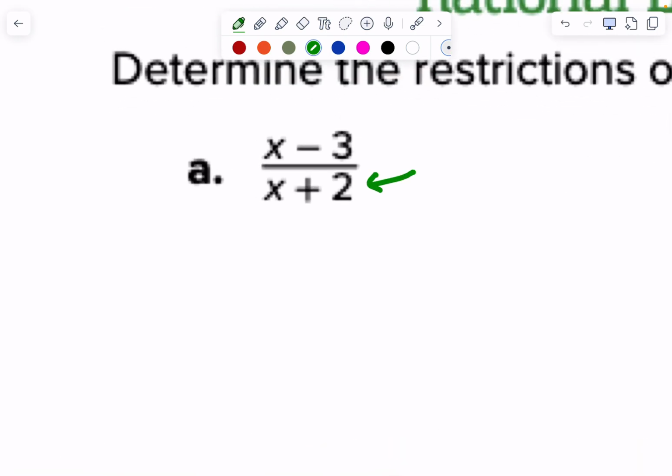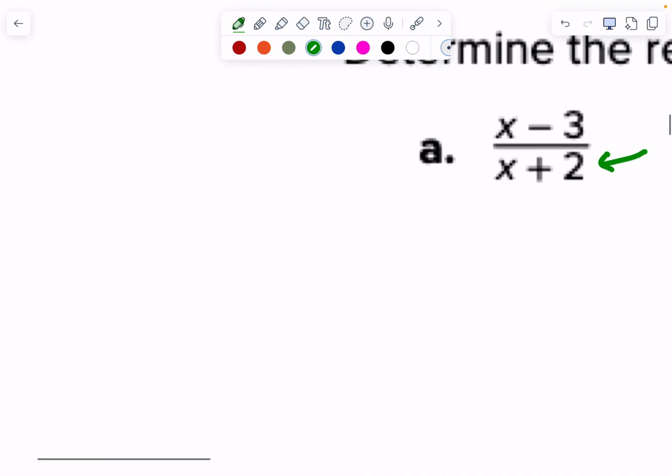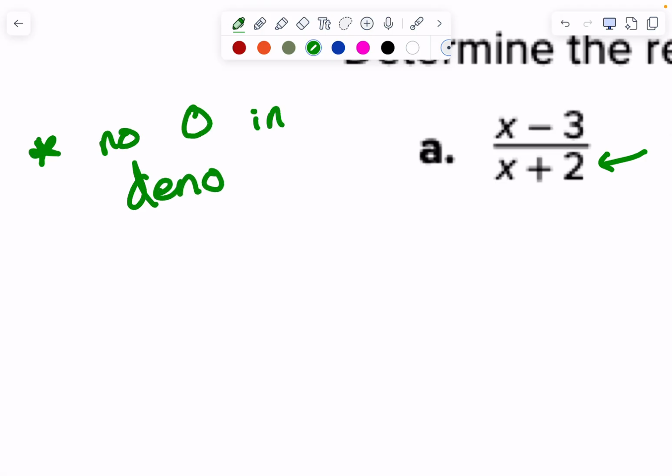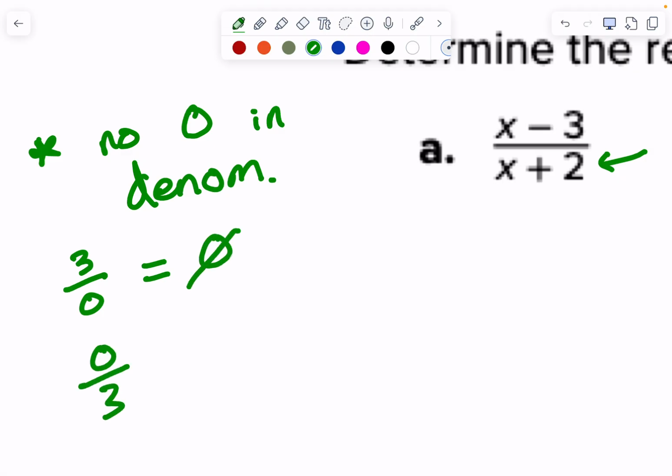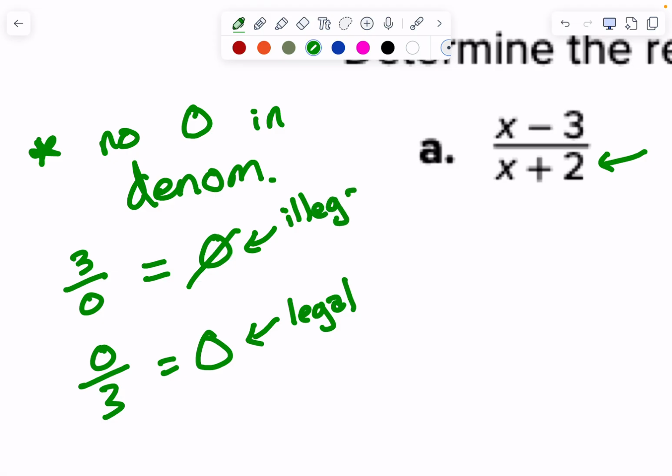I have posters around that say friends don't let friends divide by 0, and it's all fun and games until someone divides by 0. So, no 0 in the denominator. Cannot happen, right? Because let's say I have 3 divided by 0. That's undefined, right? What is 0 divided by 3? 0. That's legal, right? But this is illegal. I cannot have 0 on the bottom. I can have 0 on the top, but I can't have 0 on the bottom.